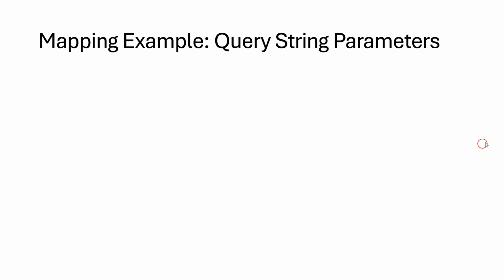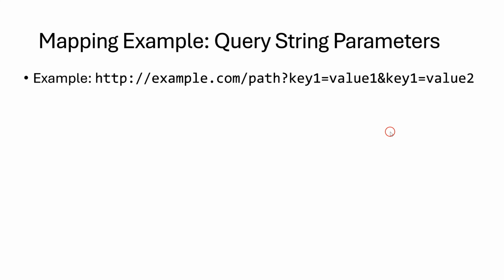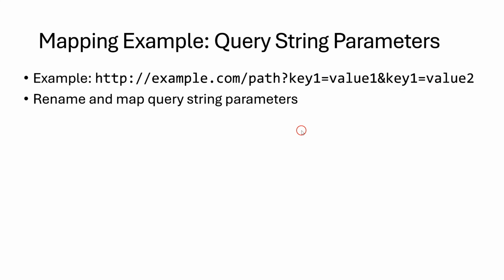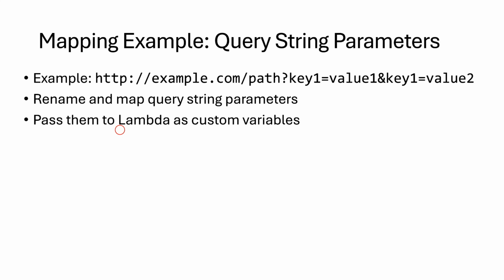And another example of the mapping template is accessing the query parameters. For example, imagine a client sends a request like this: http://example.com/path. So he sends some query parameters like this: key 1, value 1, key 2, value 2. In that case, with a mapping template, we can extract these query parameters, we can even rename them, and we can make them something like custom variables or a map and send it to the backend. So for better clarity, see this picture.